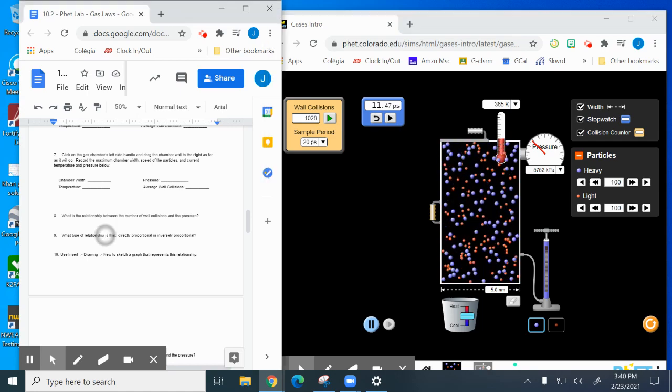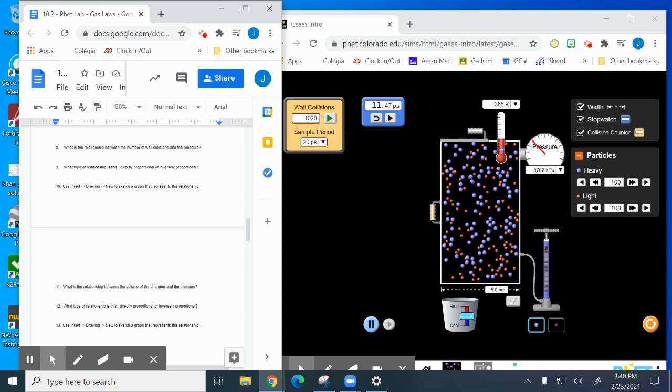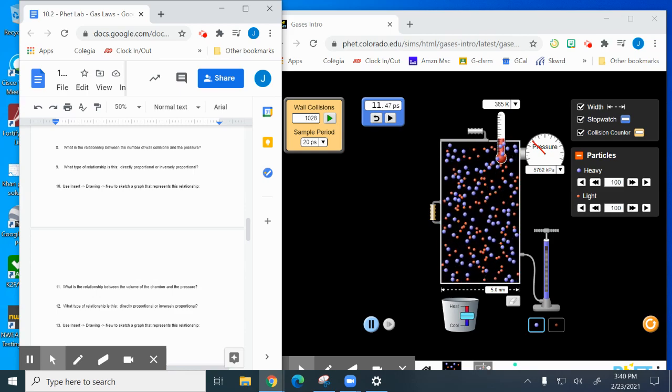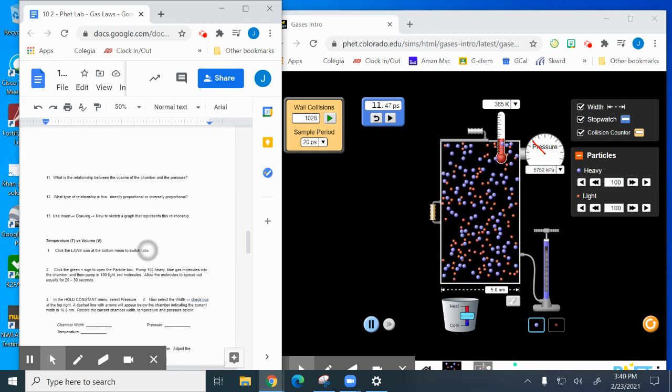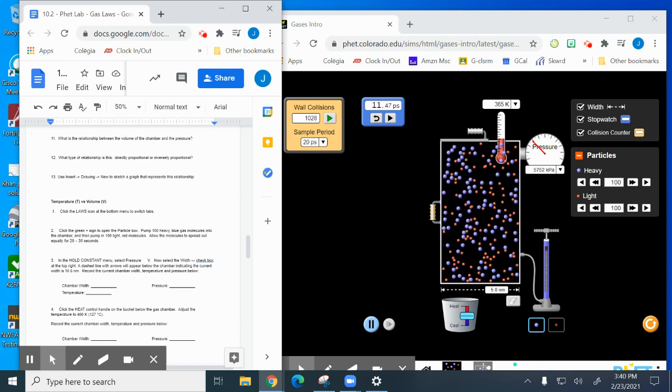What's the relationship between the number of wall collisions and pressure? Well, the higher the number of wall collisions, the higher the pressure, because that's what pressure is. So that is a directly proportional relationship, so draw that. What is the relationship between the volume of the chamber and the pressure?